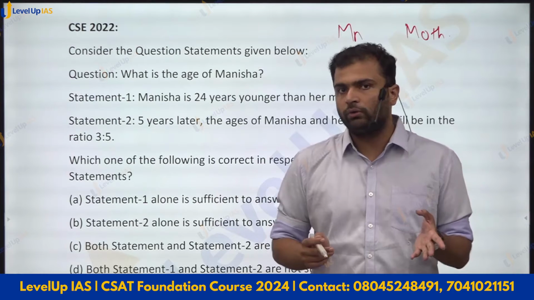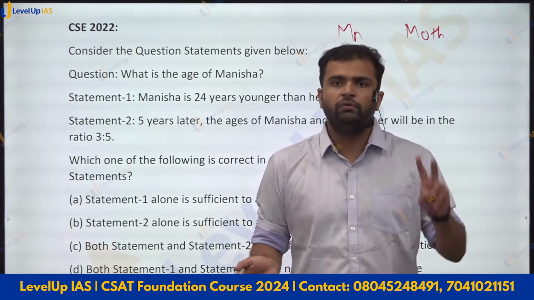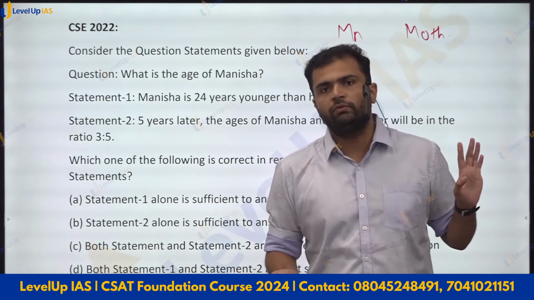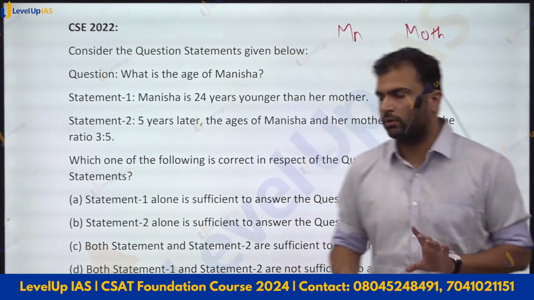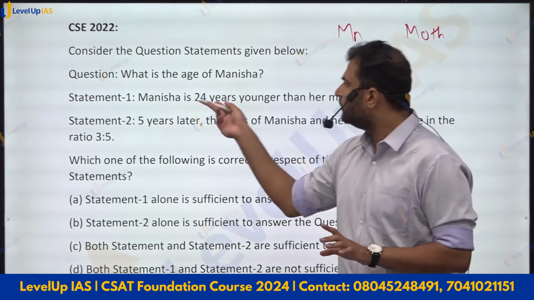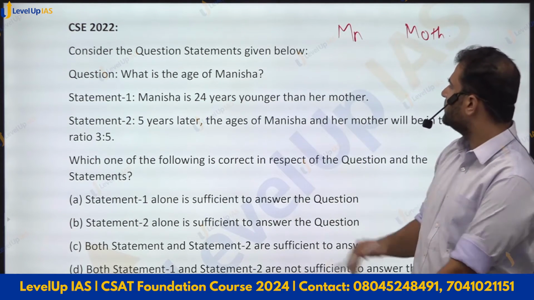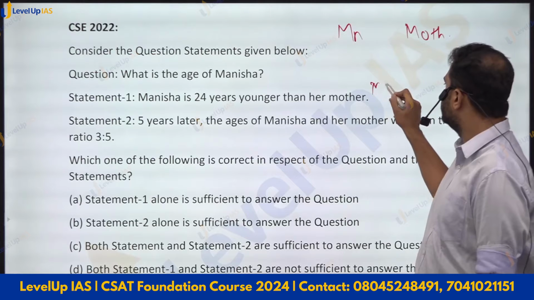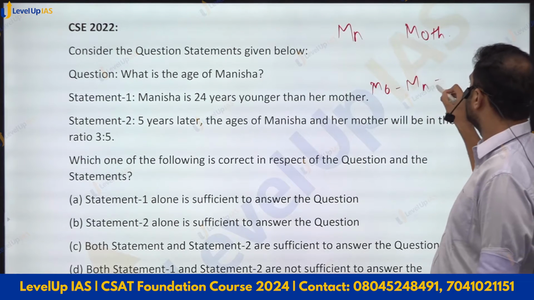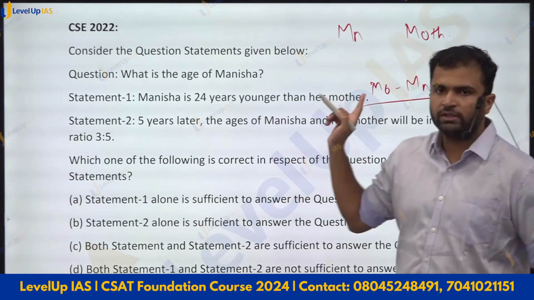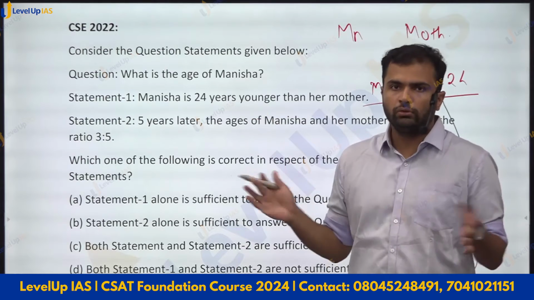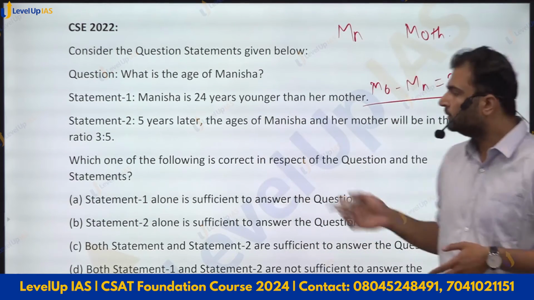If we have two unknown quantities, how many equations do we need? We need two equations to solve. So that is what we have to see. Are we getting two equations or not? From statement 1, what do we have? Manisha is 24 years younger than her mother. So Mother minus Manisha is equal to 24. This is one equation. Can we solve using only one equation? No, we need two equations for two unknowns.